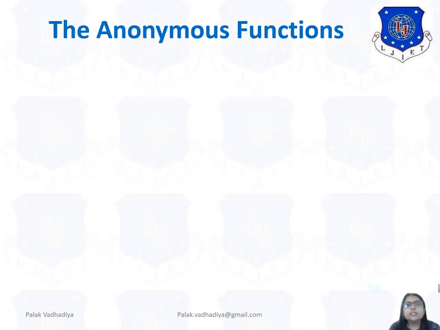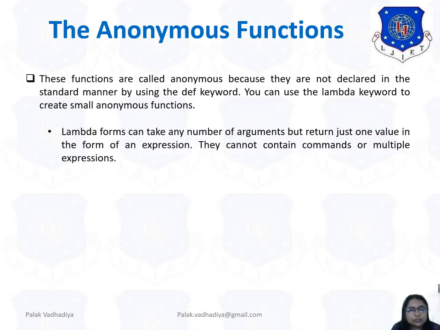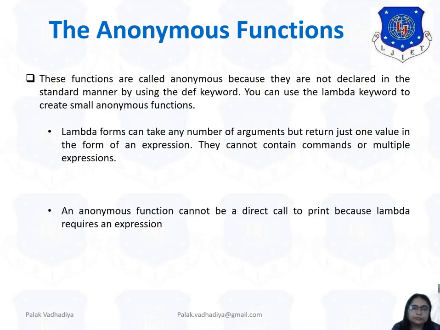Next we will discuss anonymous functions. We call these functions anonymous because they are not declared in the standard manner using the def keyword. We know def is for defining a function. You can use the lambda keyword to create a small anonymous function. It can take any number of arguments but returns just one value in the form of an expression. They cannot contain commands or multiple expressions, so it will take only one expression.